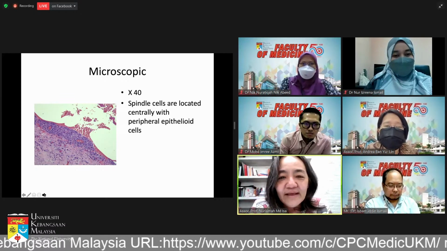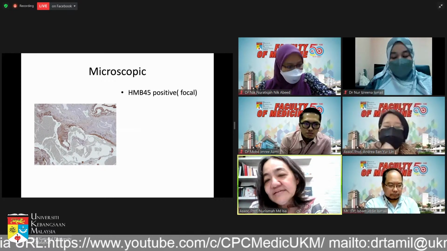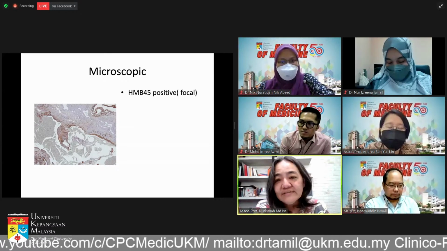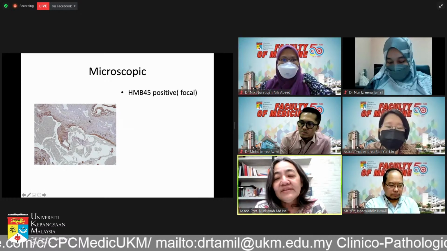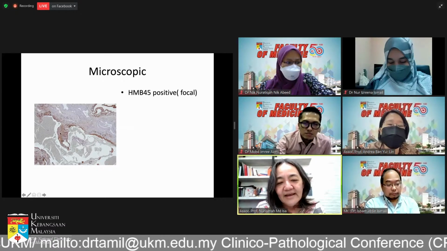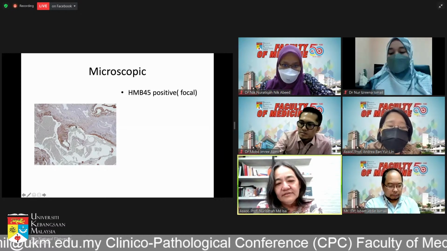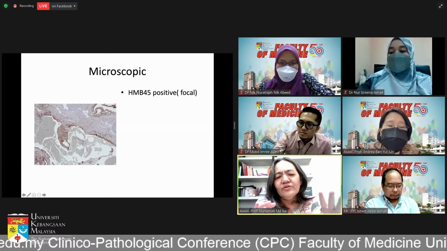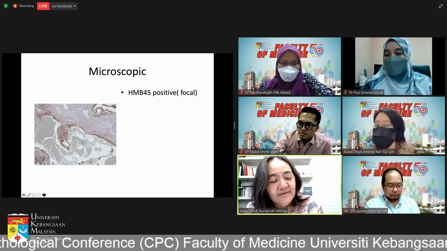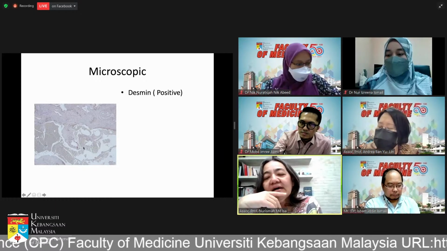Next, please. With this we proceeded to do immunohistochemical studies, and this shows the epithelial cells are positive for HMB45. You can see that it is patchy: some areas positive, some areas negative. It is not diffuse, not like a lining positive. You are not looking at something that is so diffusely positive as you will see in the SMA staining later on. Next, Andrea. Now we also do Desmin.